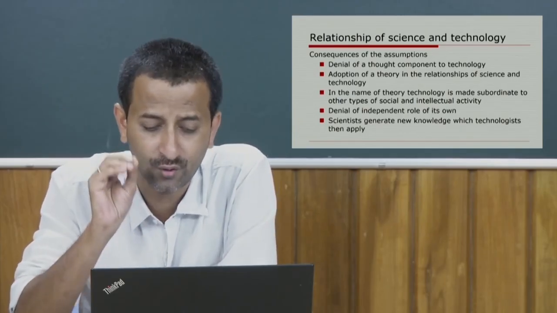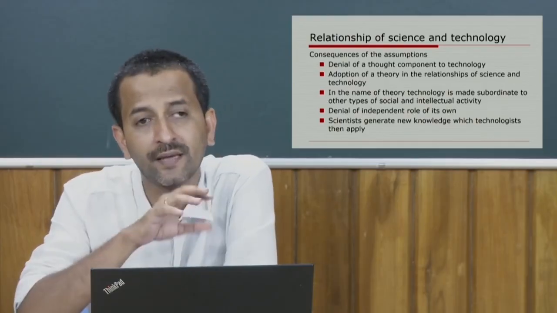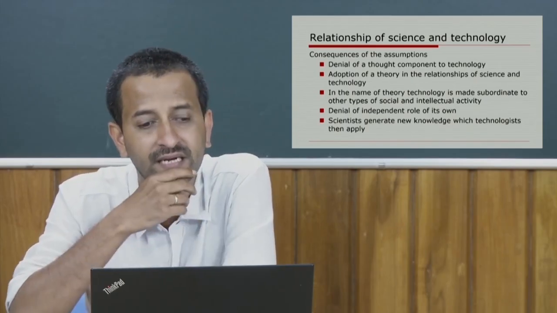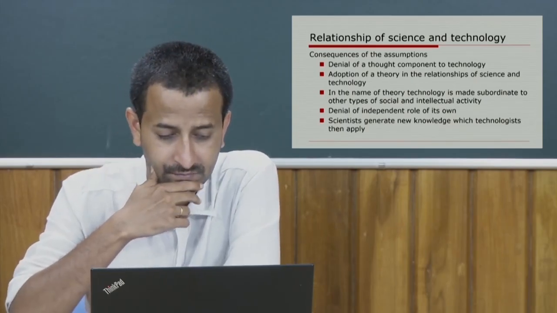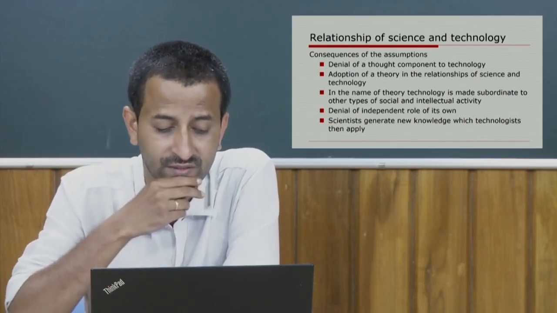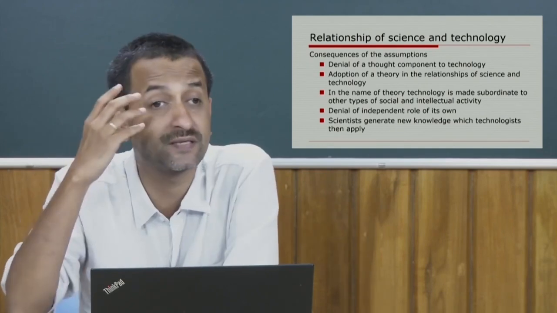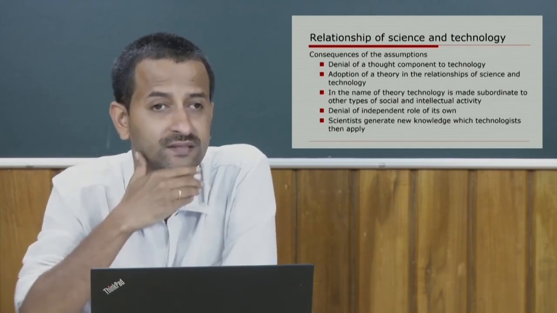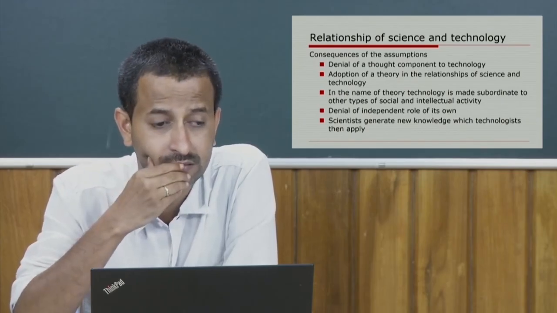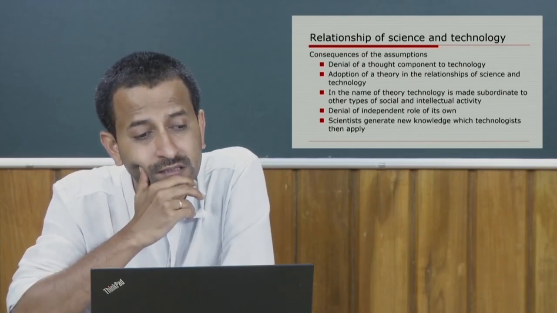In the name of a theory, technology is made subordinate to other types of social and intellectual activity and virtually denied an independent role of its own. In particular, both theories of history deny technology a significant component of thought, a significant component of the form of knowledge. Such assumptions have various consequences.